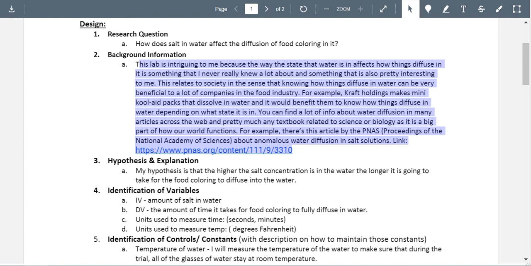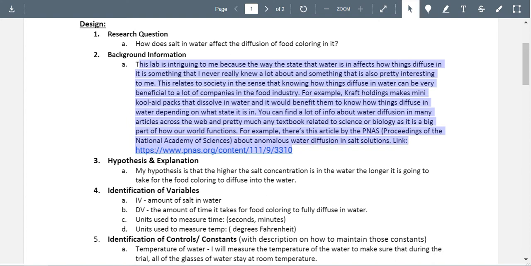Why would it benefit them, by the way? I mean, I can think right now it has to do with, when things diffuse, they evenly mix throughout, and so you can get much more consistency with your recipes. But again, you didn't really focus on that there. You just kind of stopped short, and yet you were on a roll. So make sure you kind of finish that up there. You can find a lot more info about water diffusion in many articles across the web, pretty textbook related to science or biology, and a big part of how our world functions.